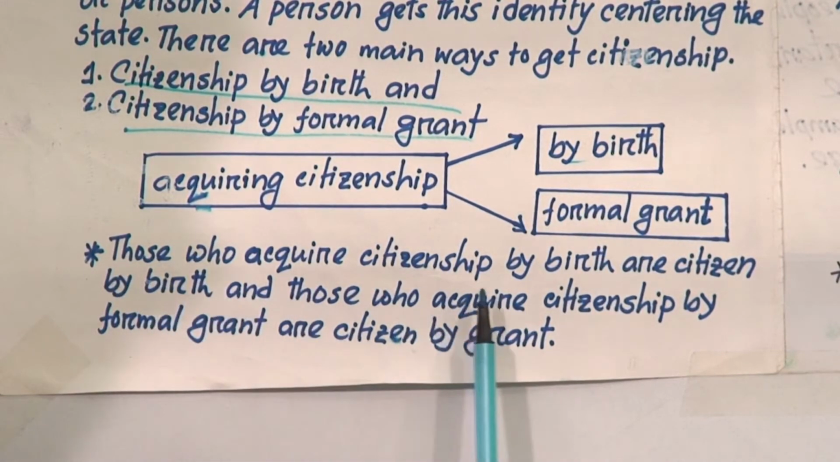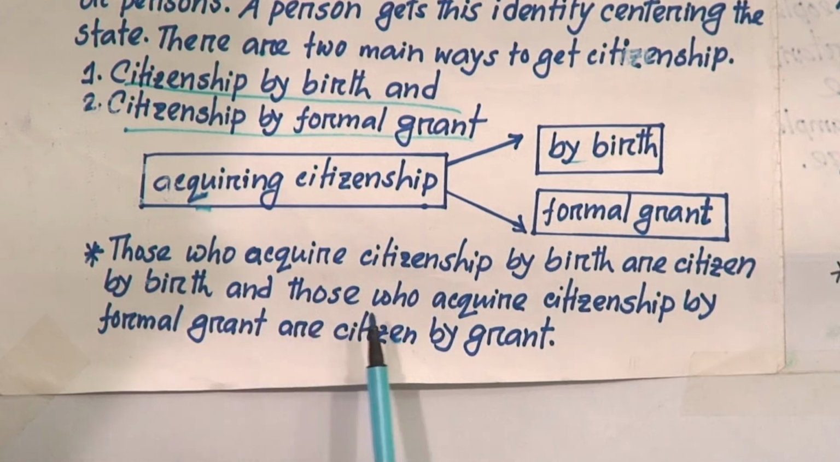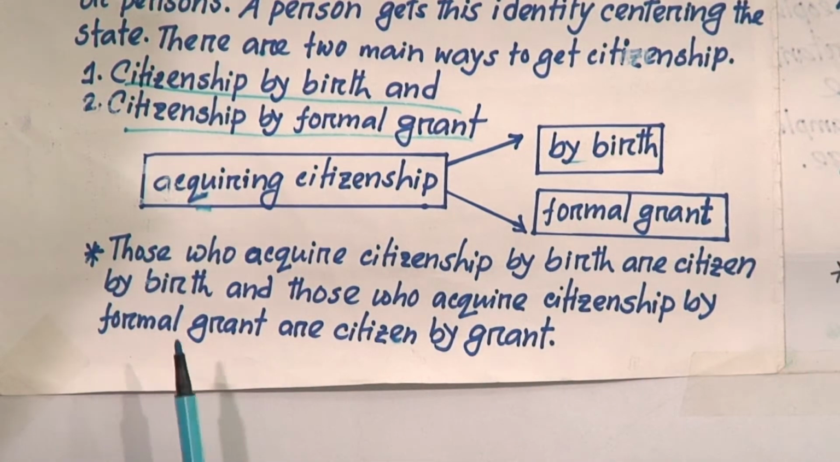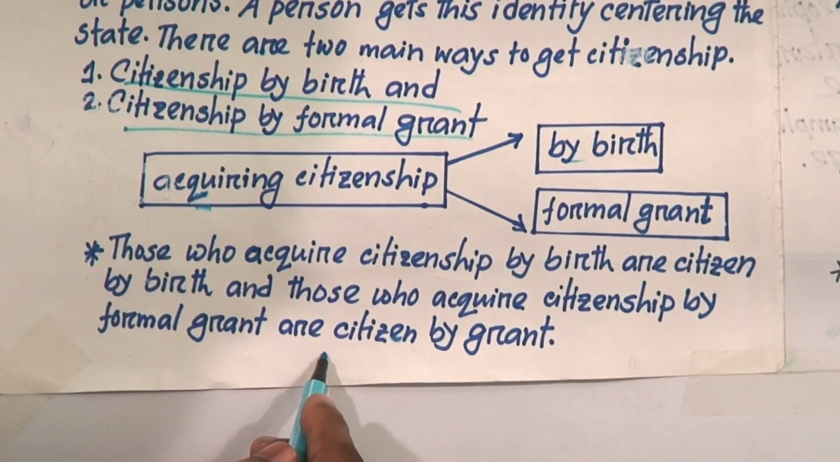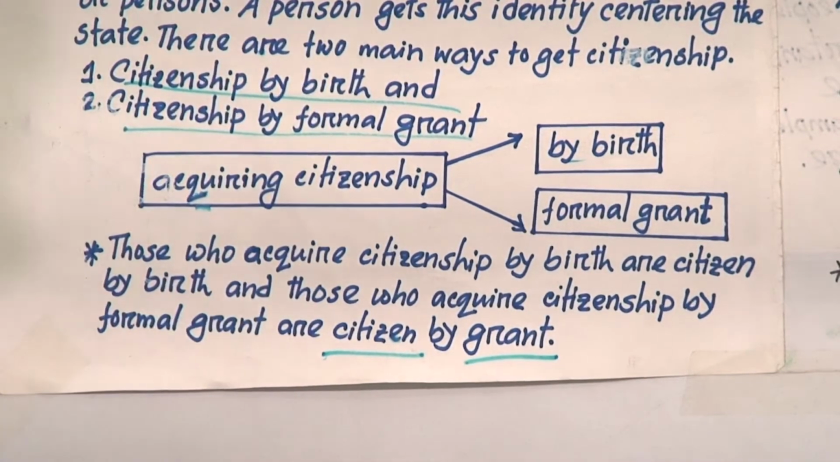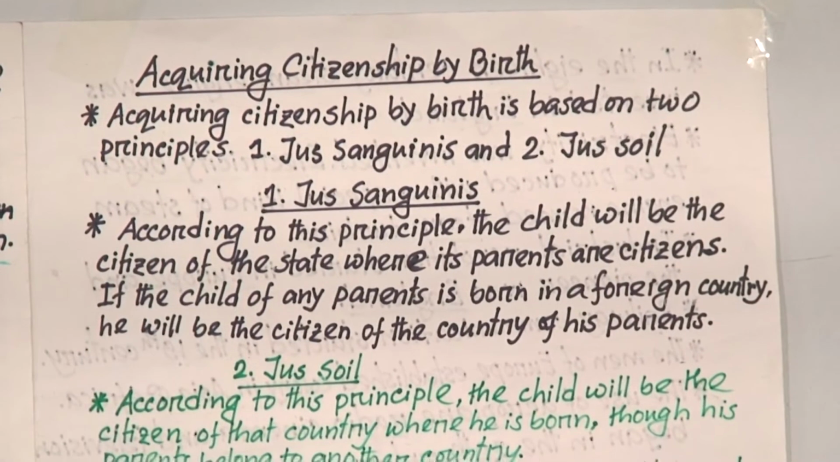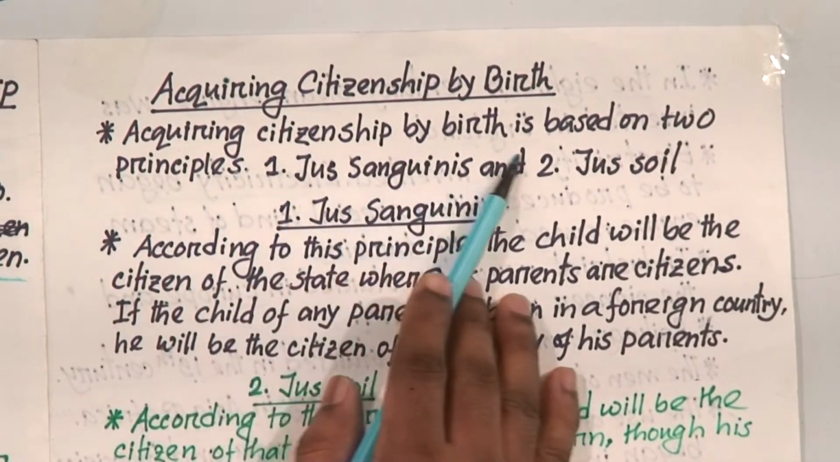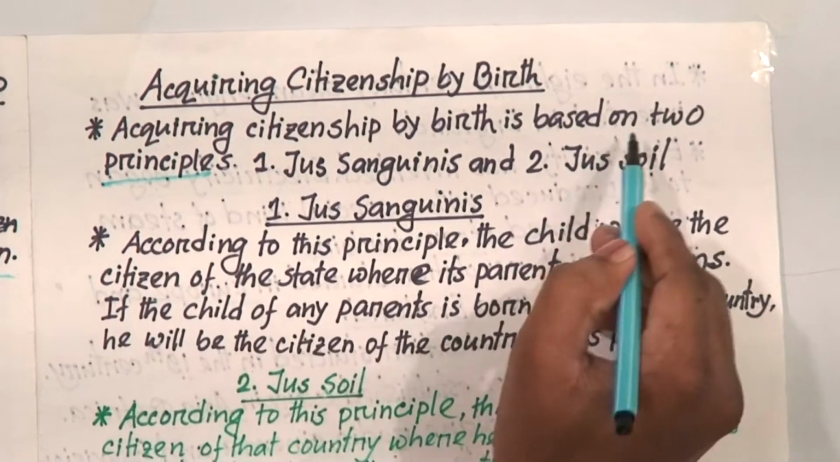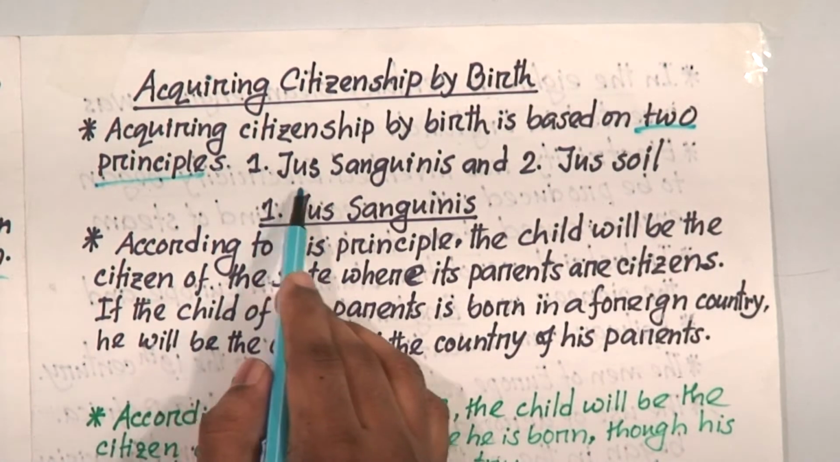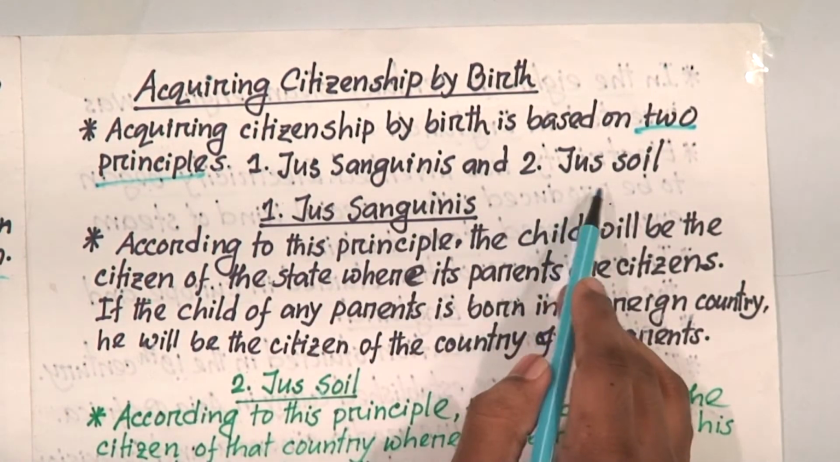Those who acquire citizenship by birth are citizens by birth, and those who acquire citizenship by formal grant are citizens by grant. Okay, we'll move to the next part, acquiring citizenship by birth. So acquiring citizenship by birth is based on 2 principles. How many principles? 2 principles. 1, jus sanguinis, and 2, jus soli.